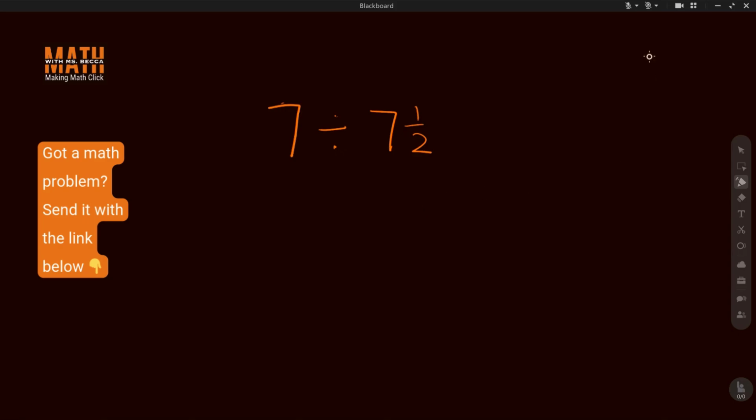Time up. And the answer is 14 over 15. Did you get it? If not, now let's solve it together.